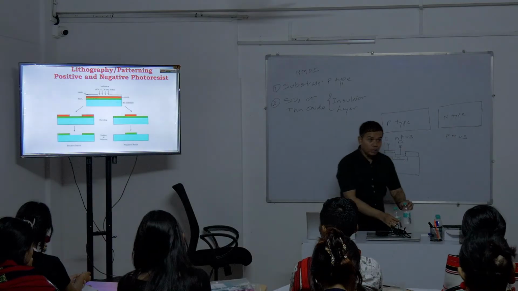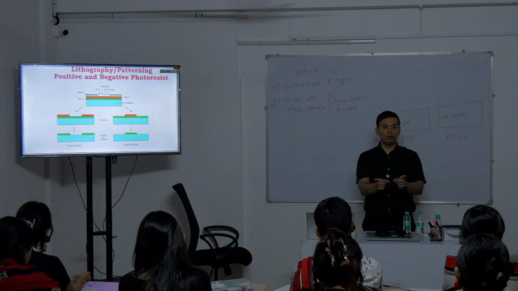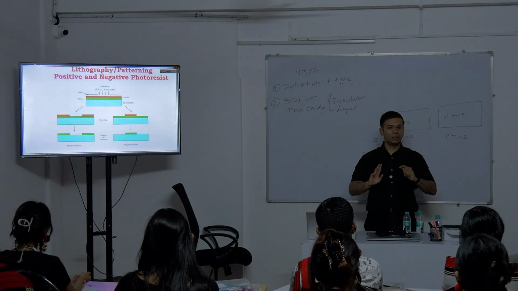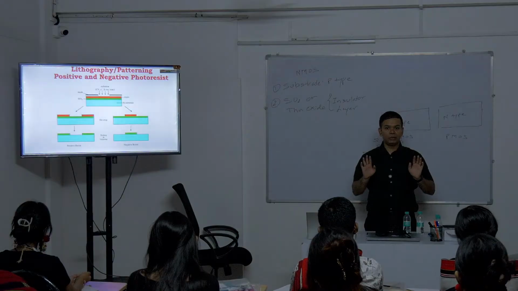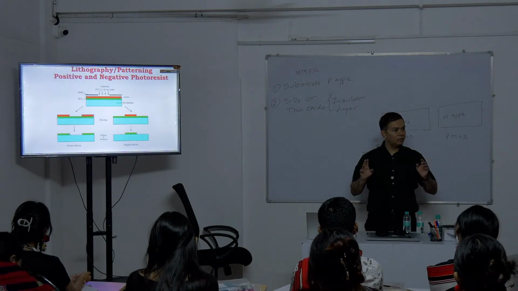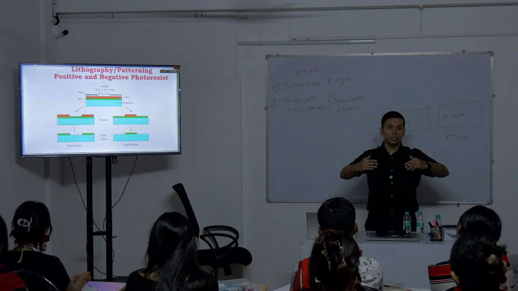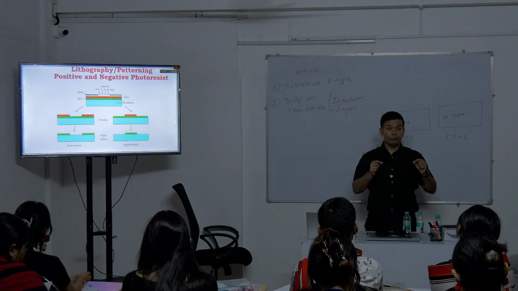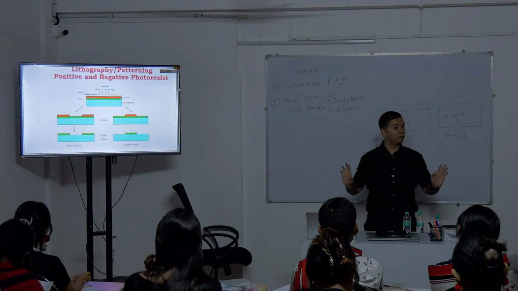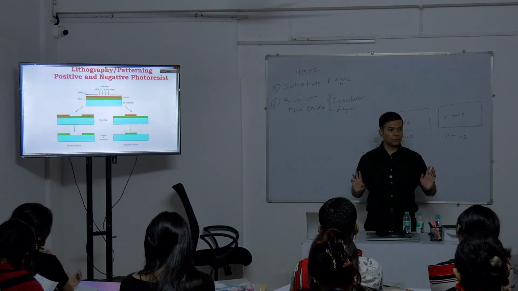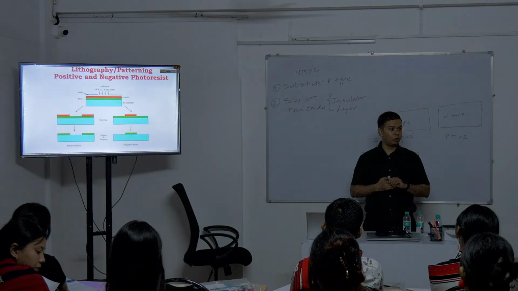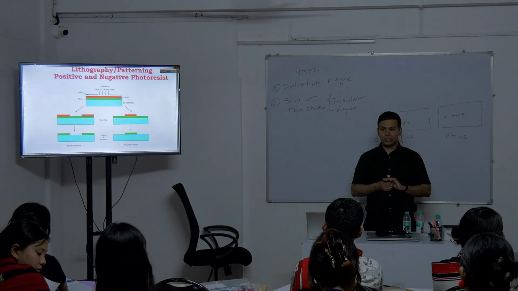Which layer you want to keep and which layer you want to remove, based on that you will be using the photoresist. It is as simple as that. Wherever there is no photoresist, that silicon dioxide layer will be gone whenever you are using a chemical which will get rid of that silicon dioxide layer. Clear? Still any doubt or not? Or is it clear?